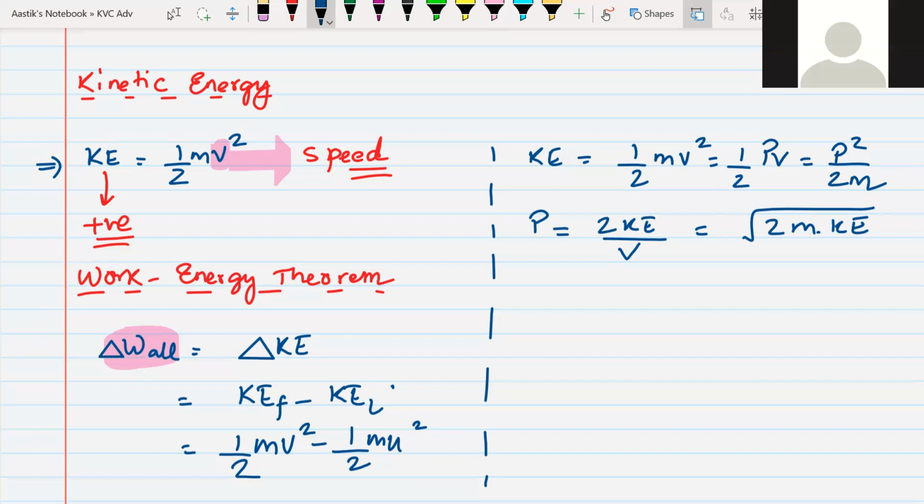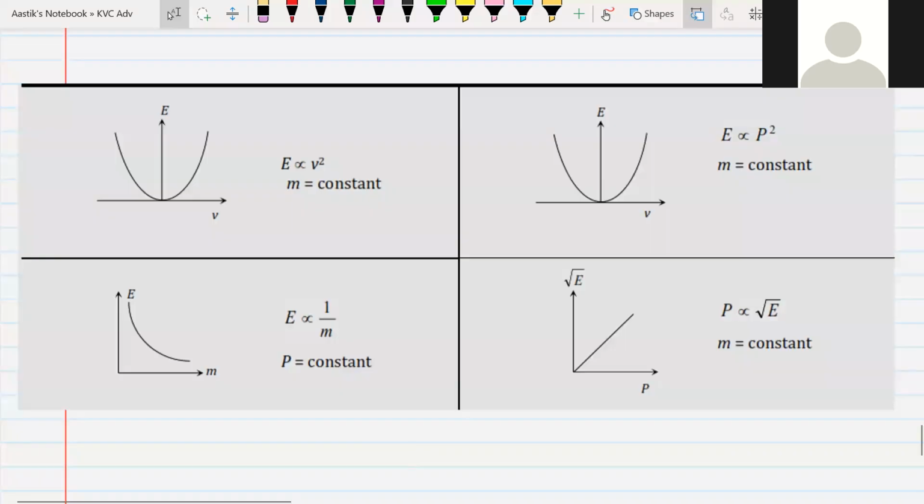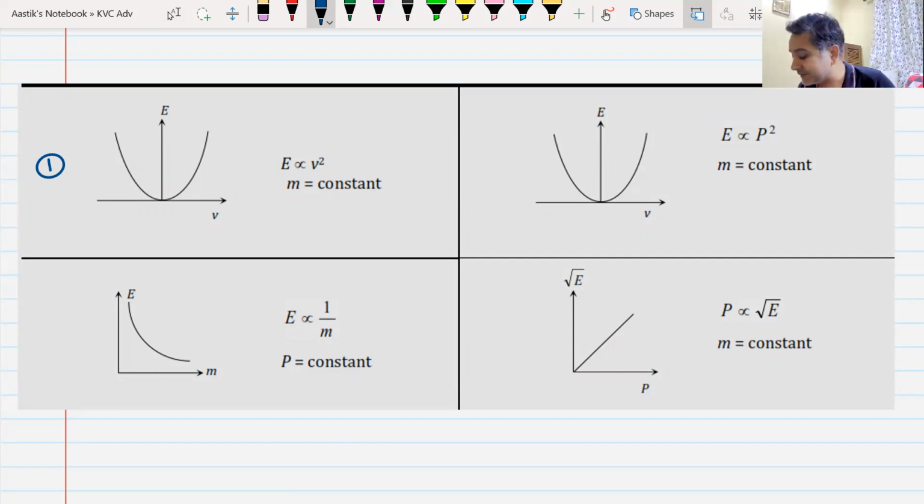Then these are some of the graphs that you should remember. Basically, these graphs are coming from the equation that we have written. So please note down these graphs. Graph number 1 is the graph of kinetic energy and v, when the mass of the body is kept constant. We understand this. Yes, sir.